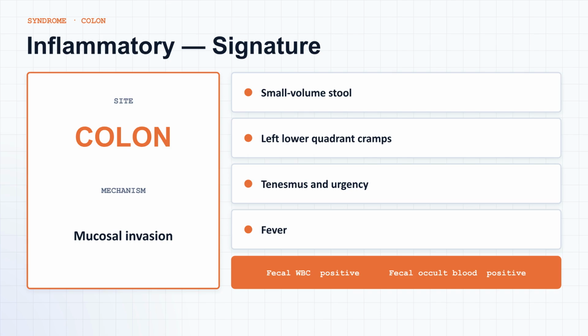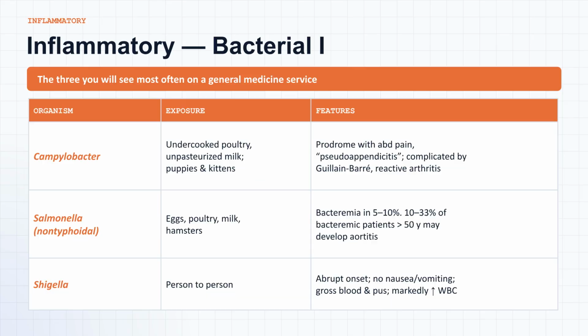This is the group where a stool culture is worth sending. And it is the group where antibiotics sometimes belong. The split is not academic. It is the whole decision tree. One caveat. The fecal white blood cell test is neither perfectly sensitive nor perfectly specific, so read it alongside the story. 3 headline bacteria. Campylobacter comes from undercooked poultry and unpasteurized milk, and it is carried by puppies and kittens.